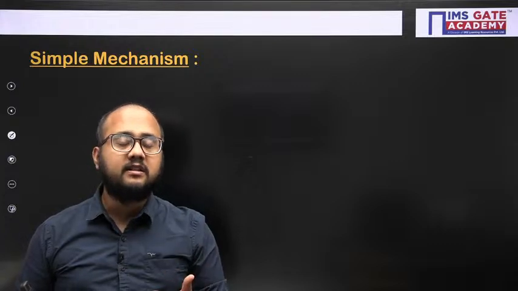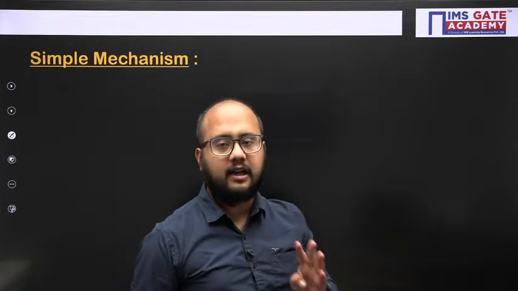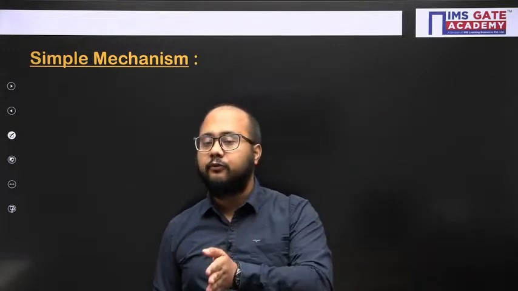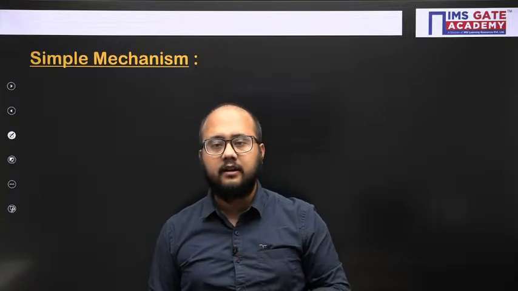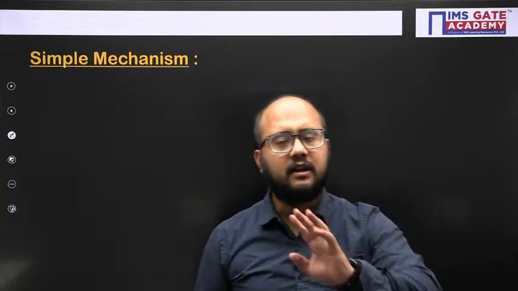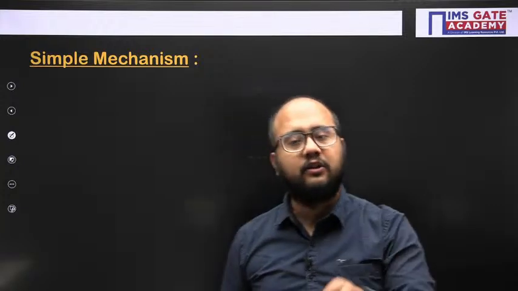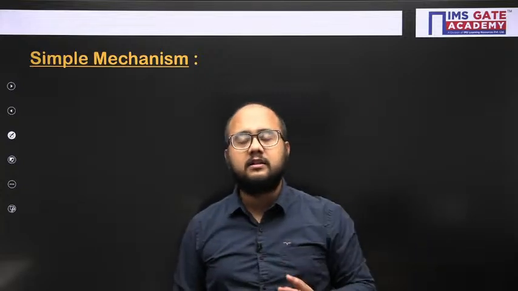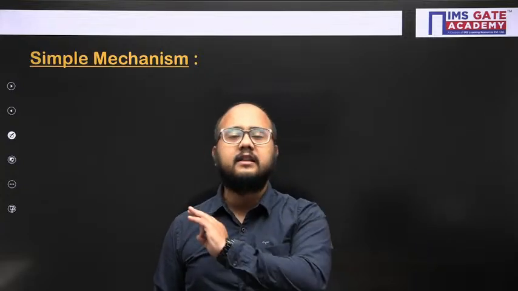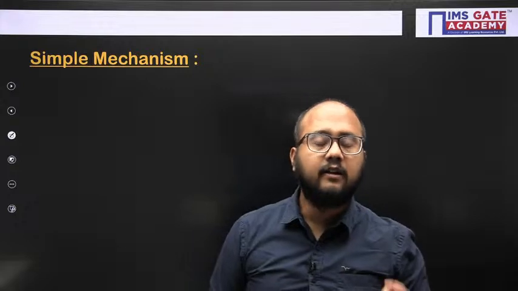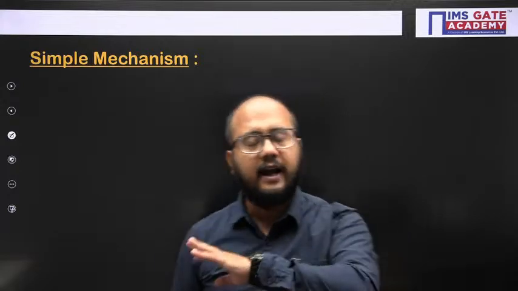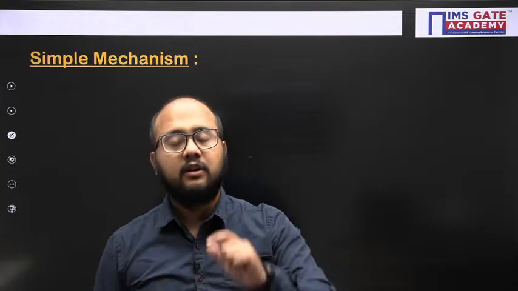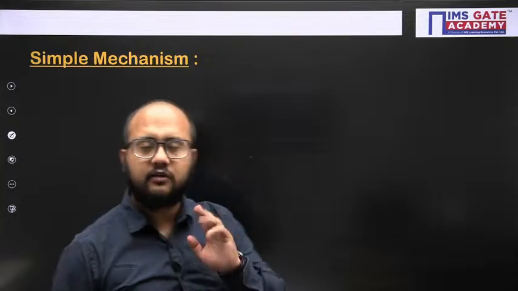So a simple mechanism means a mechanism which has four links. If the mechanism has more than four links, it becomes what? A compound mechanism, right? So a simple mechanism has four links, and if it has more than four, it is a compound mechanism. Planar mechanism simply means a mechanism in which all the links are in the same plane. All the kinematic links of a given mechanism will be on the same plane, right? So that is what a planar mechanism is.